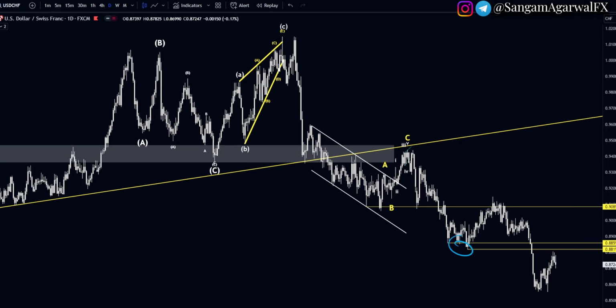USDCHF almost there, testing this resistance zone. If it breaks out, next resistance 90.85. Or if it stays below this resistance zone, then it can break out and make a new lower low.